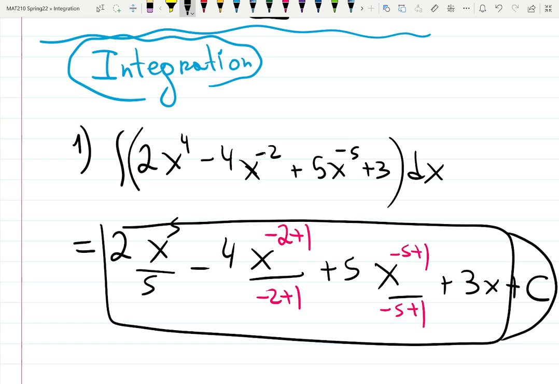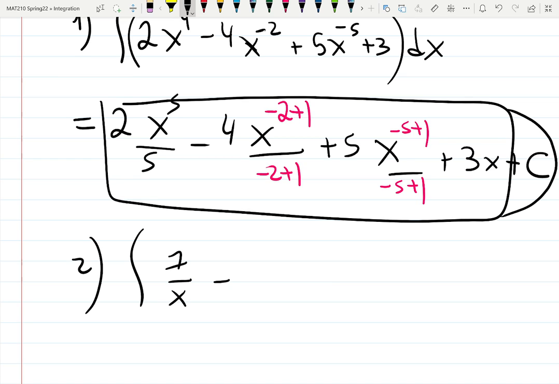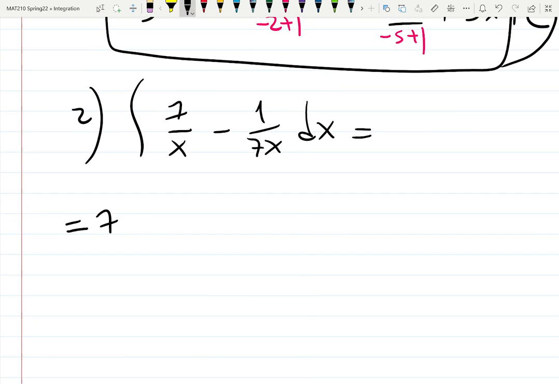You guys doing fine? How about this one? I think many people got stuck with this problem, which is the integral of 7 over x minus 1 over 7x dx. Can you do it? The first one is 7 natural log of x. Do you know that? Because the first one can be rewritten as 7 times 1 over x. We know that. How about the second one?